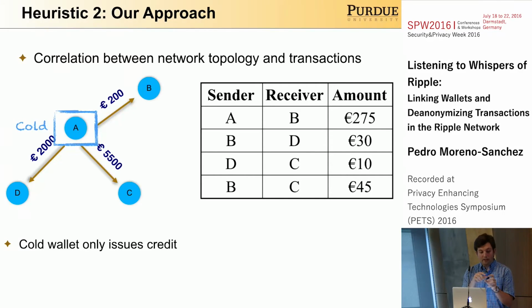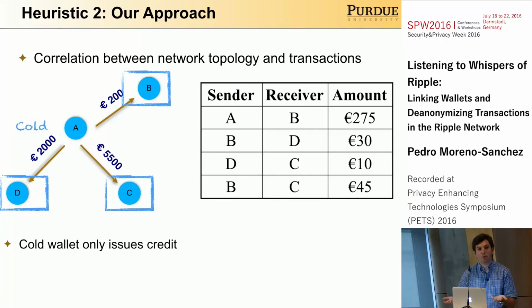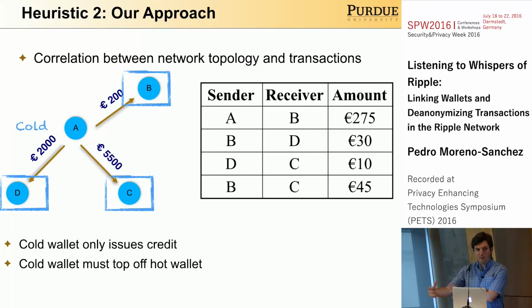We also know that the hot wallet is connected to the cold wallet. In that manner, B, C, and D are potentially hot wallets. However, now the question is, which is the actual hot wallet? Because we don't know, most likely not all of them are used as hot wallets. Well, we know that the cold wallets must top off the hot wallet periodically. So we can then look at the list of transactions and see that A is actually transacting to B. Therefore, B must be the hot wallet.